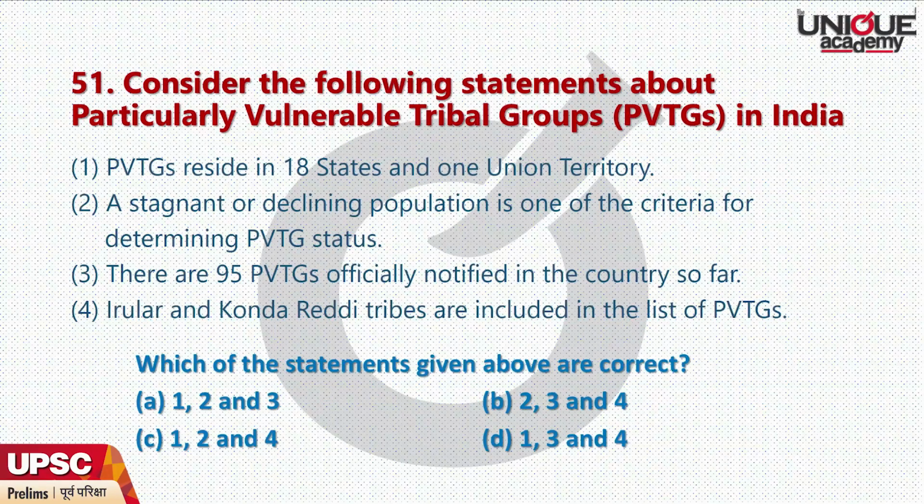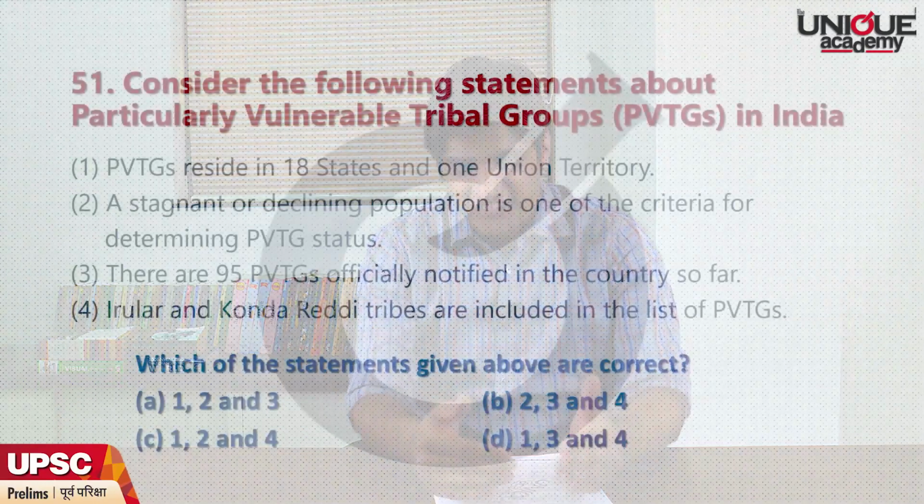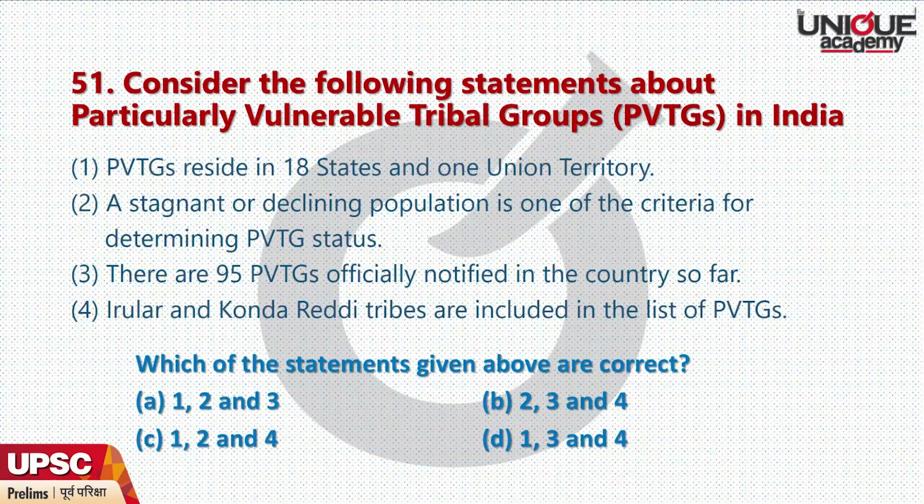Coming to question number 51, particularly vulnerable tribal groups in India. This is a question that we have been anticipating for the last 2-3 years. Officially, only 75 PVTGs have been declared. We have been reading about them around 3 to 4 times in news articles every year. In this particular question there are 4 statements, but if you look at the options, the best part is that if you eliminate one statement, you are going to get the right answer. So you don't need to bother analyzing all 4 statements. You just need to eliminate one statement. That is the key in this question.